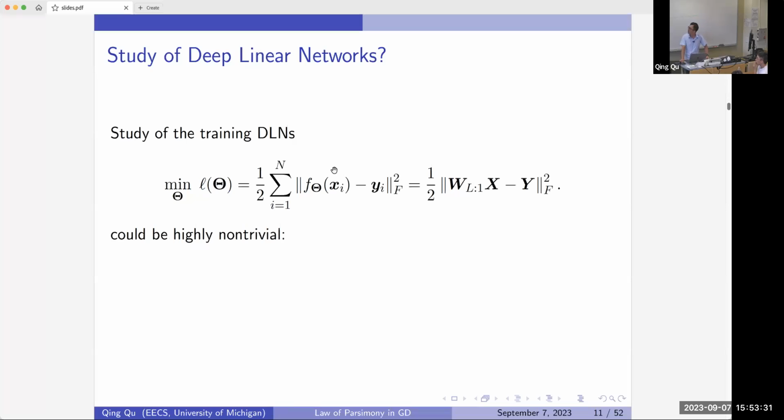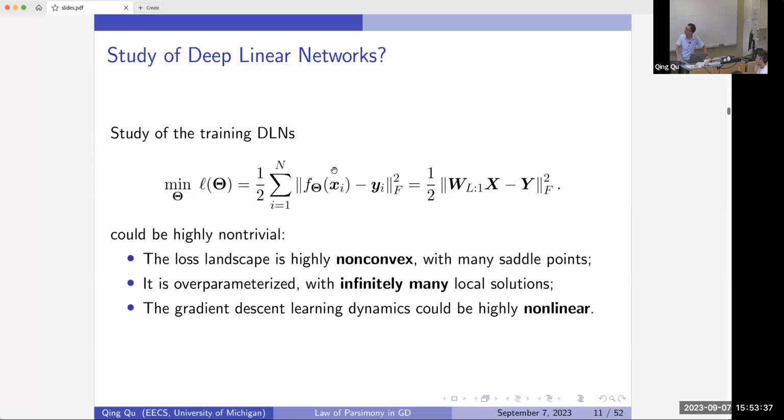The training of a deep linear network could be non-trivial, because if you look at the loss function, the landscape could be highly non-convex. It can have many saddle points. And because we have many layers, it can be highly over-parameterized, potentially having many local solutions that are not global solutions. So we would prefer certain... there are many existing works showing that gradient descent has a certain implicit bias towards low-rank solutions.